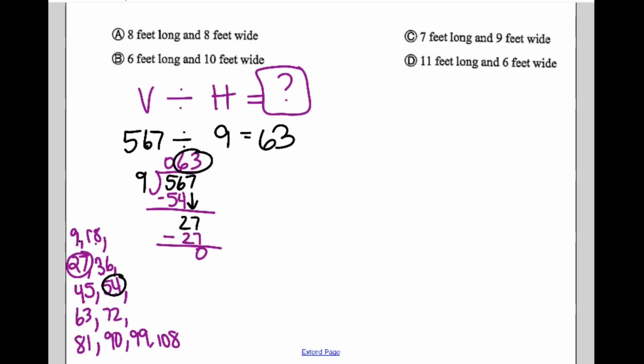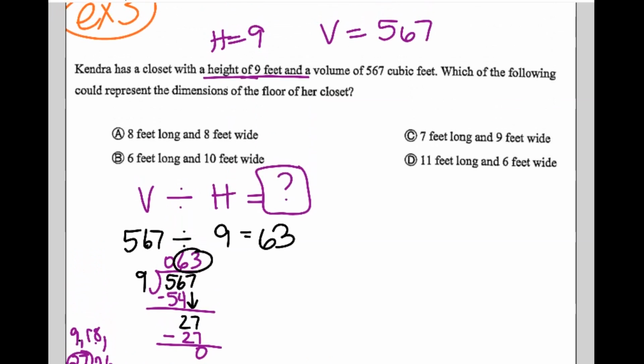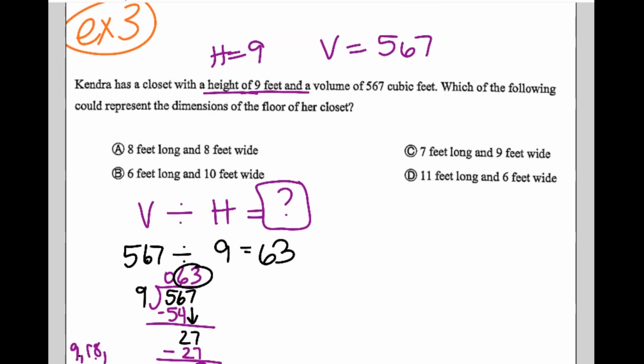So I'm looking for which of these options gives me 63. All right, let's get to work. I know 8 times 8 is 64. I know 10 times 6 is 60. I know 7 times 9 equals 63. And I know that 11 times 6 equals 66. So our answer was C because it gave me 63. The answer I was looking for was 63.